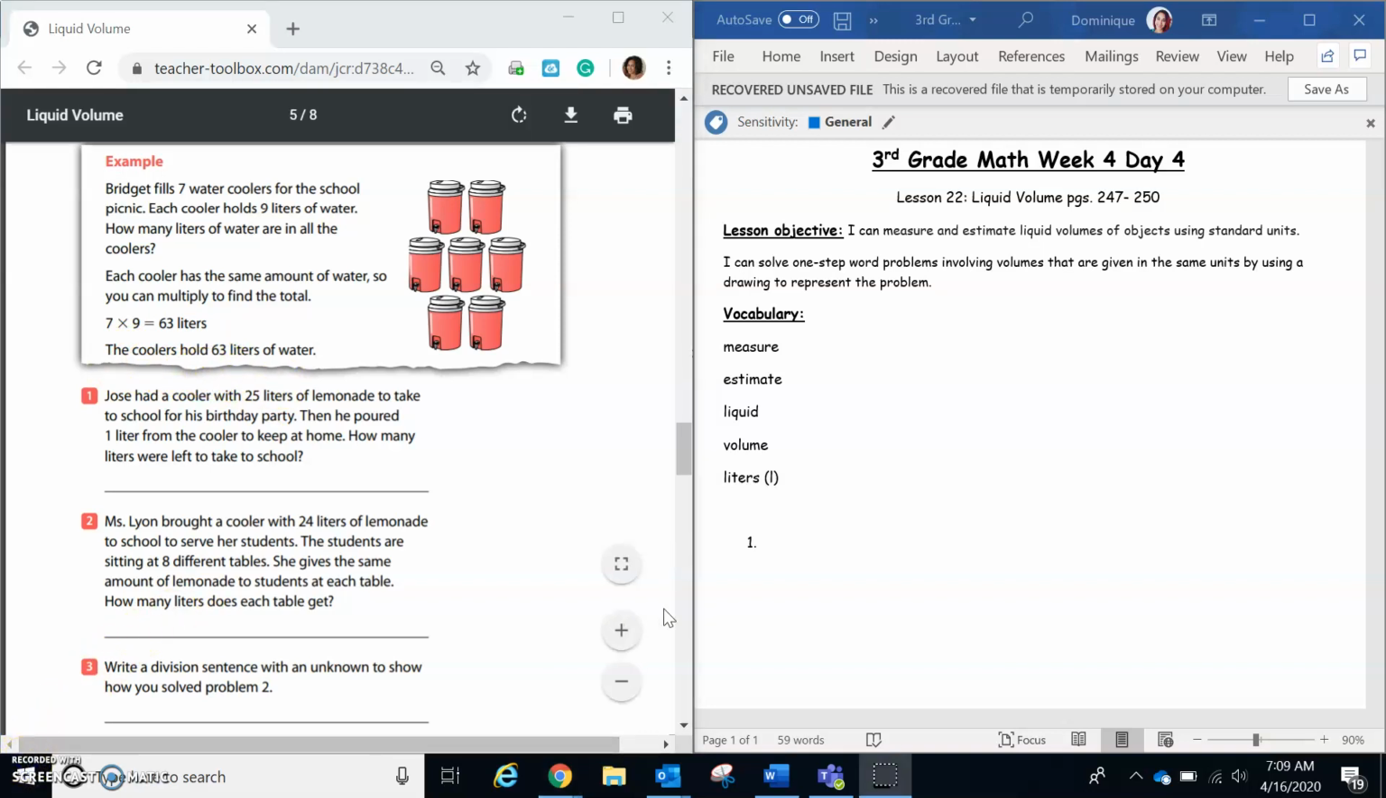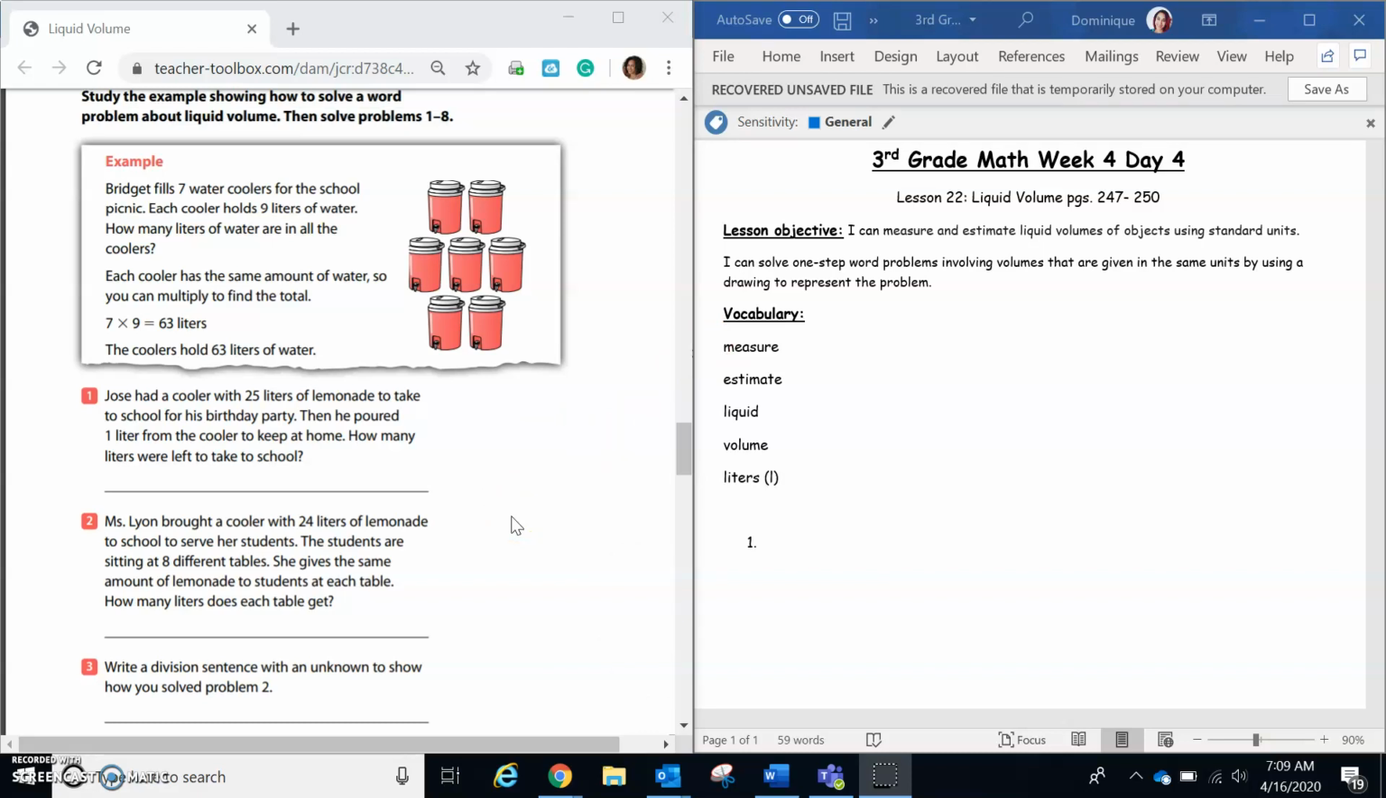All right, so now it's our turn. Let's take a look at number 1. Jose had a cooler with 25 liters of lemonade to take to school for his birthday party. So let's imagine one of these. Then he poured 1 liter from the cooler to keep at home. How many liters were left to take to school? So we know he started with a container that holds 25 liters in it. Then he poured out 1 liter. If he poured it out, that means he got rid of it. What operation would we use?